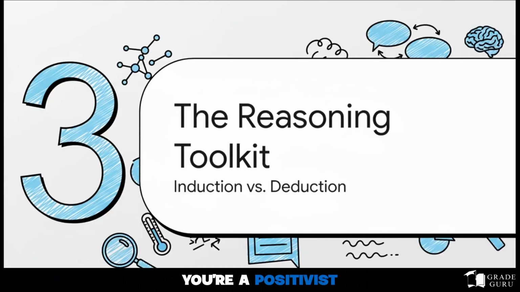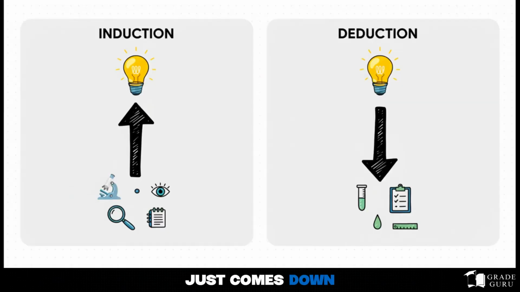Okay, so if you're a positivist, how do you actually go about discovering these laws? Well, you've got a reasoning toolkit with 2 key methods, and it is absolutely vital you know the difference between them. So it really just comes down to the direction you're moving in. Induction is what we call bottom-up. You start with very specific observations, you see some patterns, and you build your way up to a general theory. Deduction, on the other hand, is top-down. You start with a big general theory and use it to make a specific prediction that you can then go out and test.